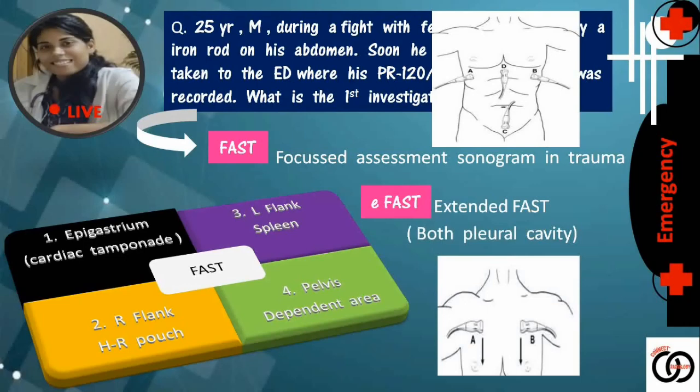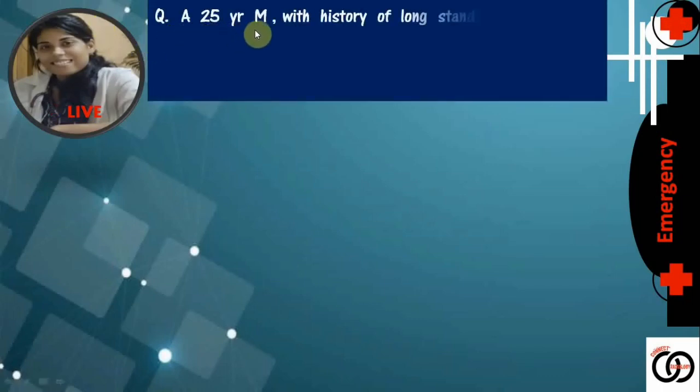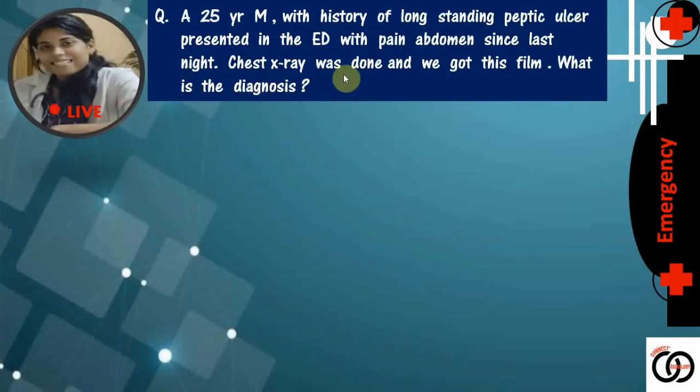Alright, let's see the next case. Question says, a 25-year male with history of long-standing peptic ulcer presented in the emergency department with pain abdomen since last night. Chest X-ray was done and we got this film. What's the diagnosis?